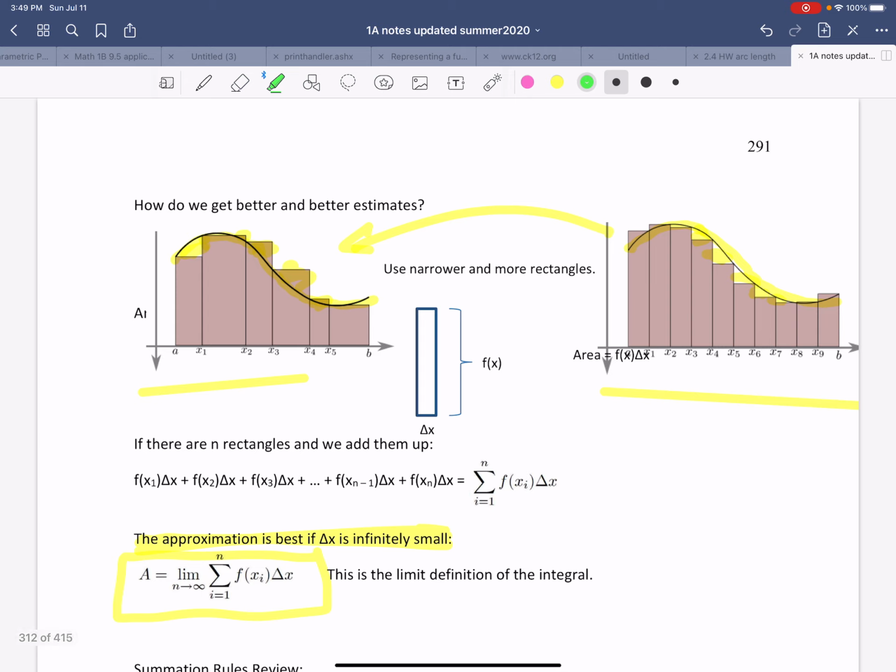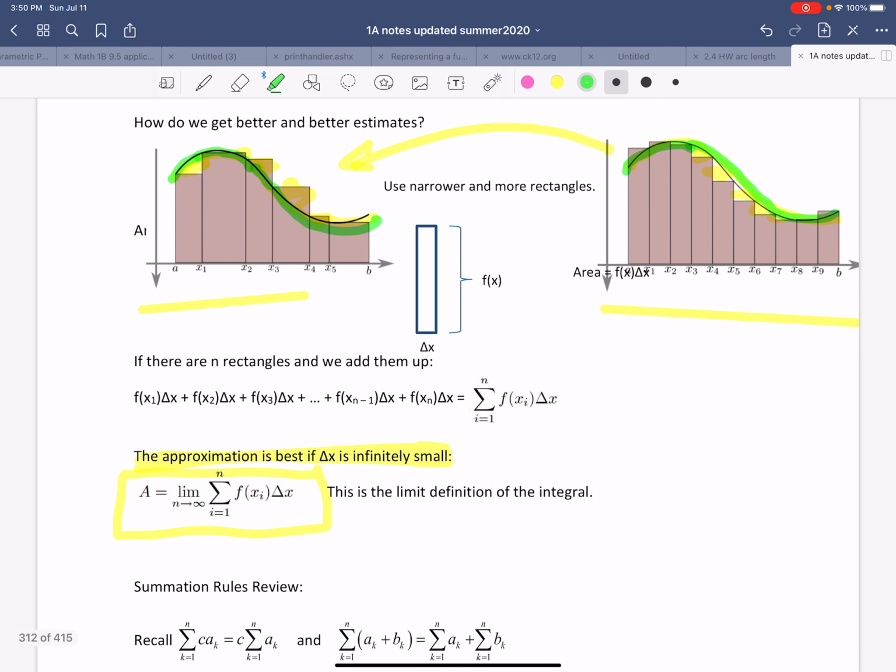So how do we get a better estimation? How do we get a better approximation? What we would eventually end up doing is we would divide the region into an infinite number of rectangles. As you can see, the more rectangles, the better approximation we get.